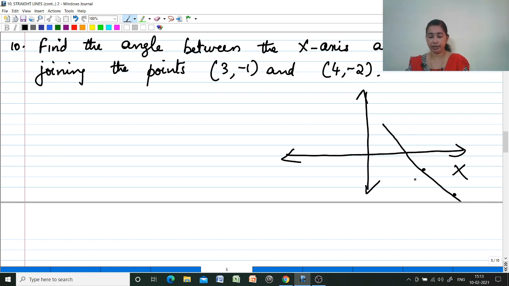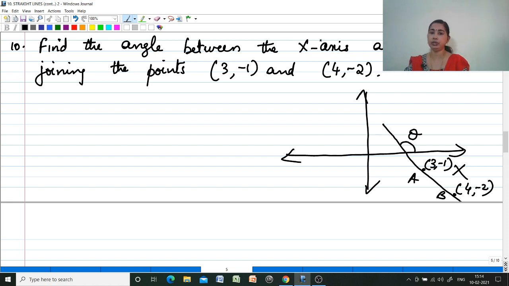So let this be A and B. This is A, this is B. So this is (3, minus 1), the other point is (4, minus 2), the 2 coordinates. Let theta be the angle which AB makes with the positive direction of the x-axis. So this angle is theta. We can find out this angle because the slope of AB will be the same as tan of this angle.